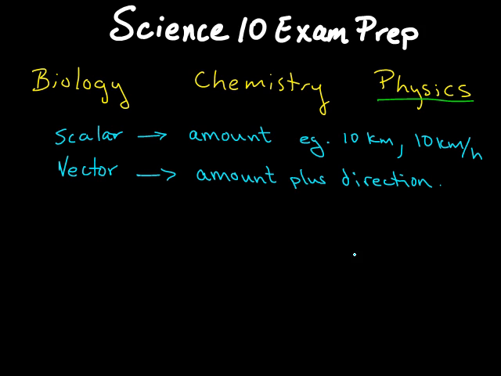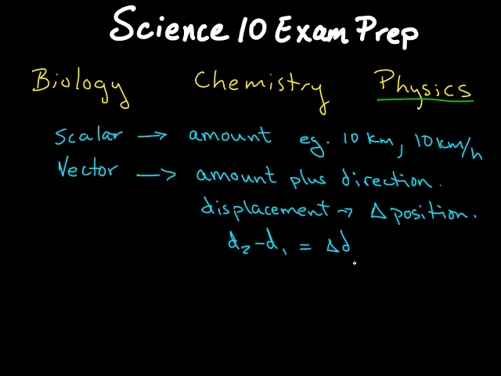Okay, so this might be displacement. So that's our change in position. In order to establish a change in position, we always have to subtract two things. So maybe our second position minus our first position would equal our change in position. So this is often, delta D is often depicted as our change in position.